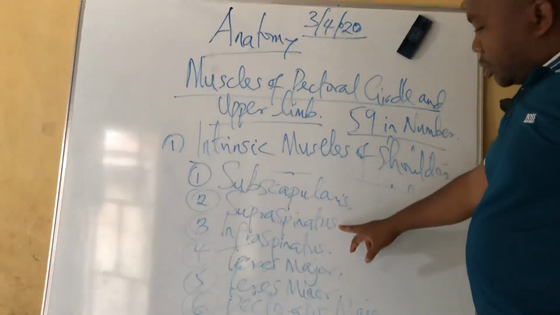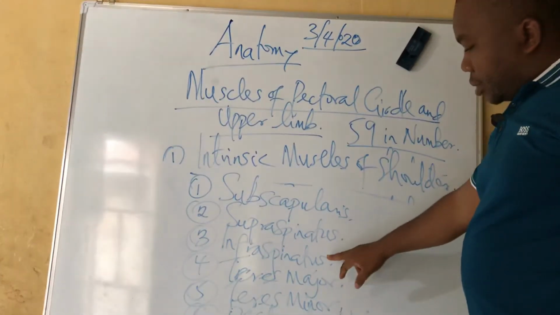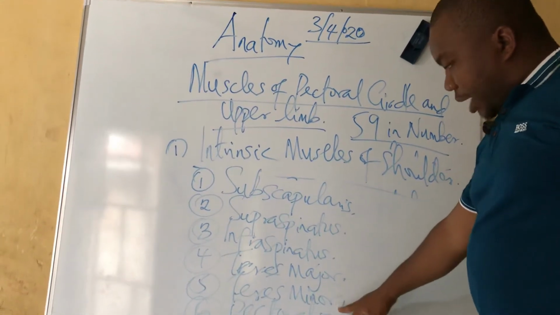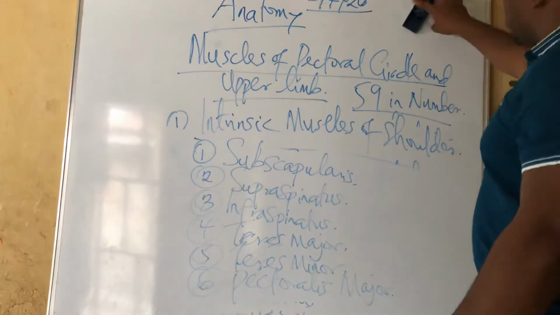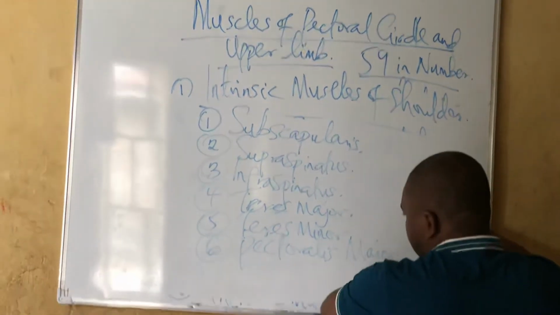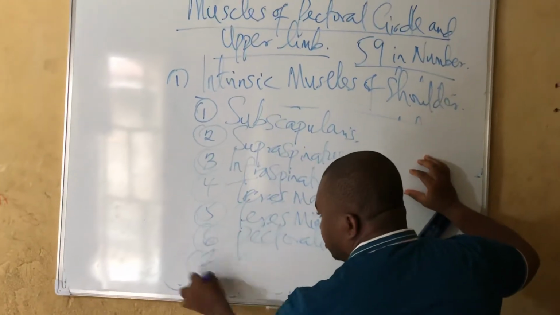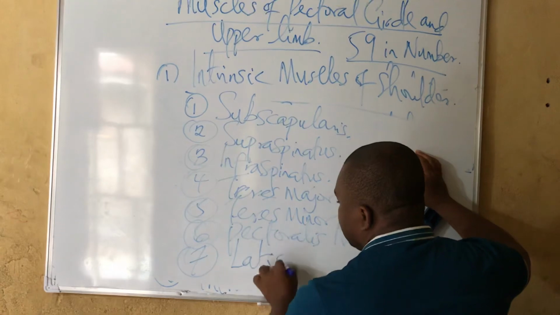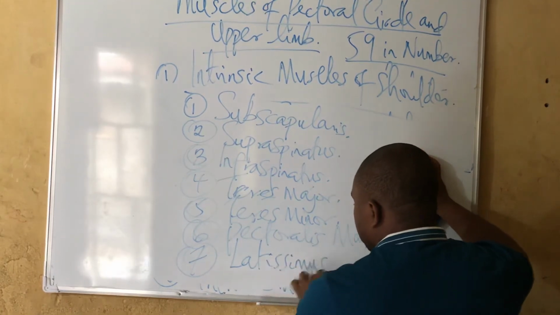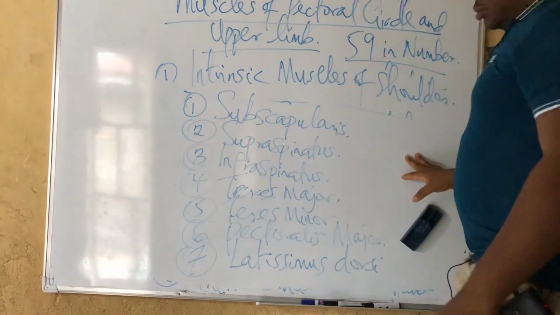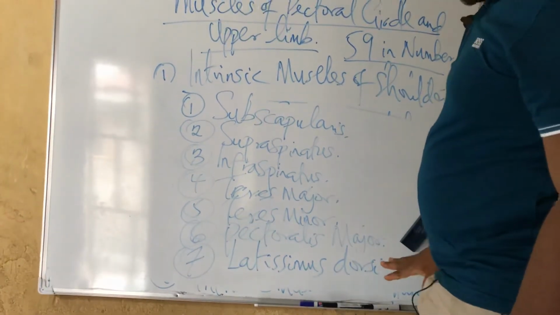Subscapularis, supraspinatus, infraspinatus, teres major, teres minor, pectoralis major. You also have seven, the latissimus dorsi.